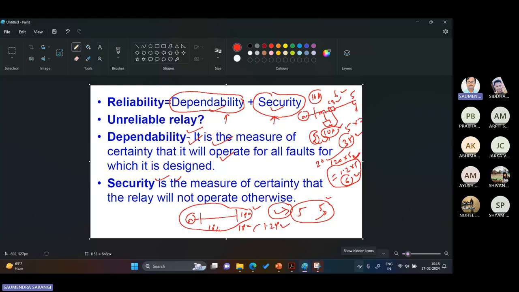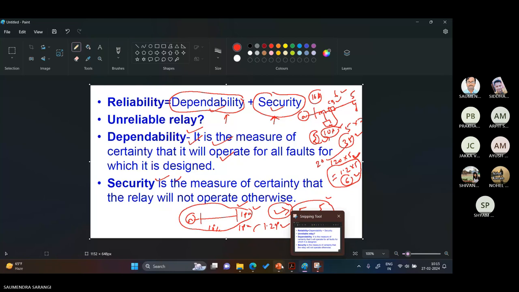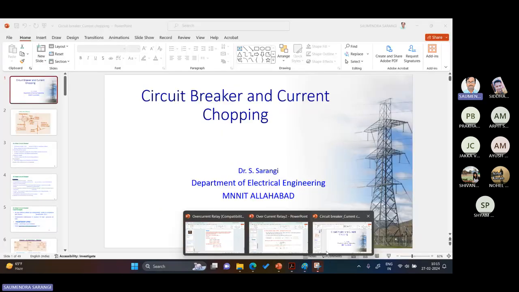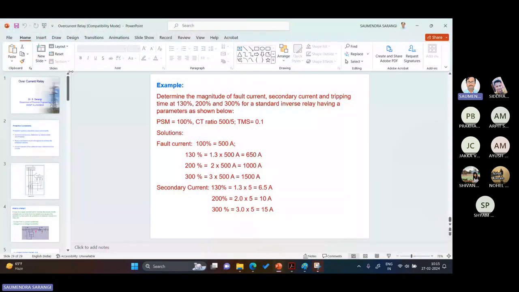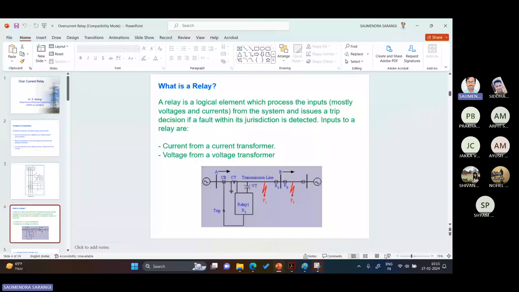So we always set the relay considering the normal operating condition. What is the normal operating condition? We always try to maintain the operating condition as 1 per unit. Okay. So now considering this, let us talk about the overcurrent relay. What is overcurrent relay? Basically, overcurrent relay is nothing but one relay which detects the fault considering the changes in our current, right?